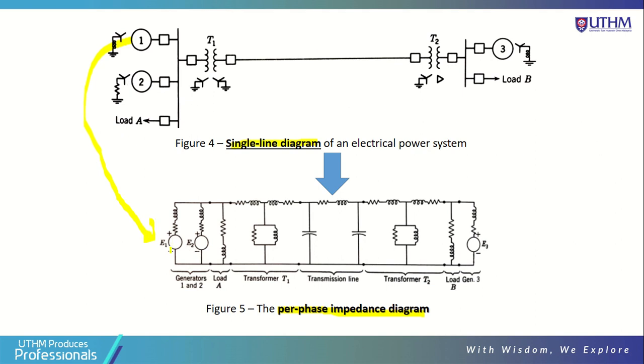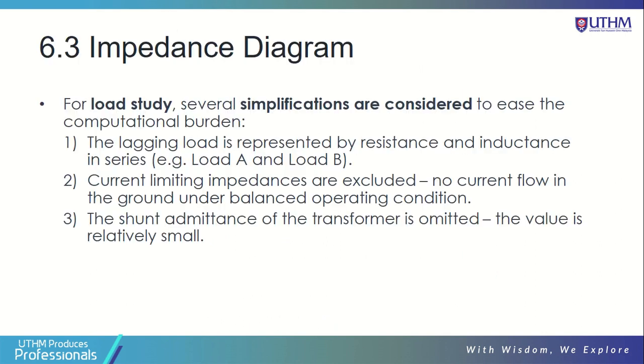Okay, we have an EMF, a voltage source E1, connected to its own impedance. Generator 1, generator 2, this is a load, this is the transformer, transmission line, transformer 2, load B, and generator 3. Okay, so that is the impedance diagram.